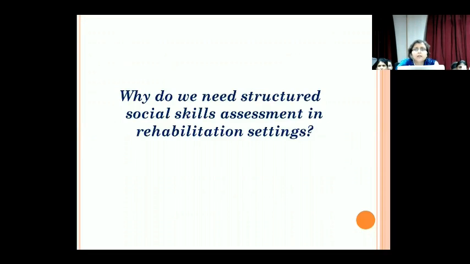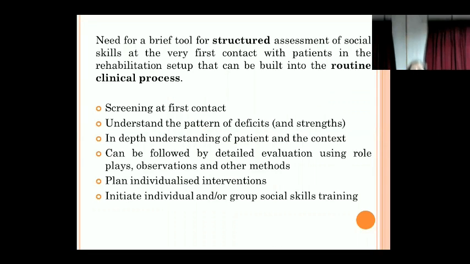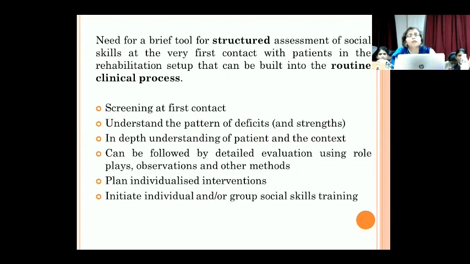So the question is, why do we need a structured social skills assessment in rehabilitation settings? Why is there a need for that? There is a need for a brief tool for structured assessment of social skills at the very first contact with the patients in the rehabilitation setup, one that can be built into the routine clinical process.